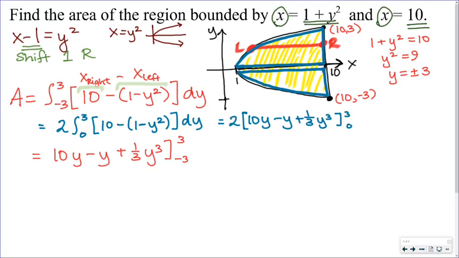Okay, and let's go back. What am I going to get here? I'm going to get 2 times 30 minus 3 plus 9. And so I wind up with 36 times 2, 72. Okay, 72 is what I wind up with.